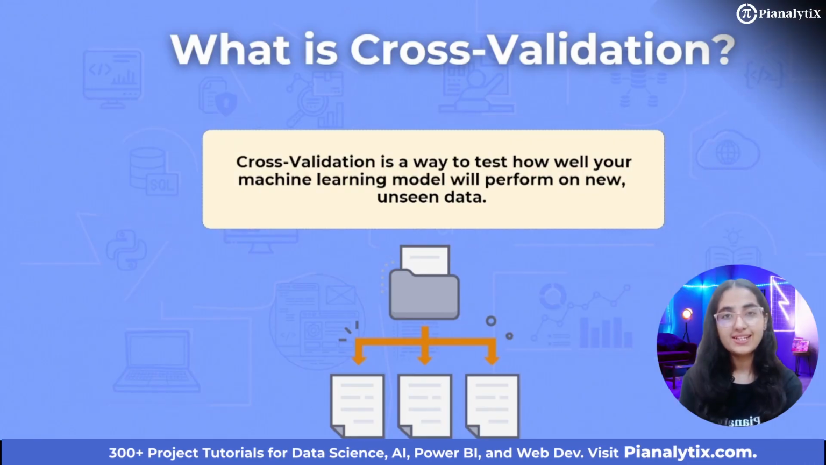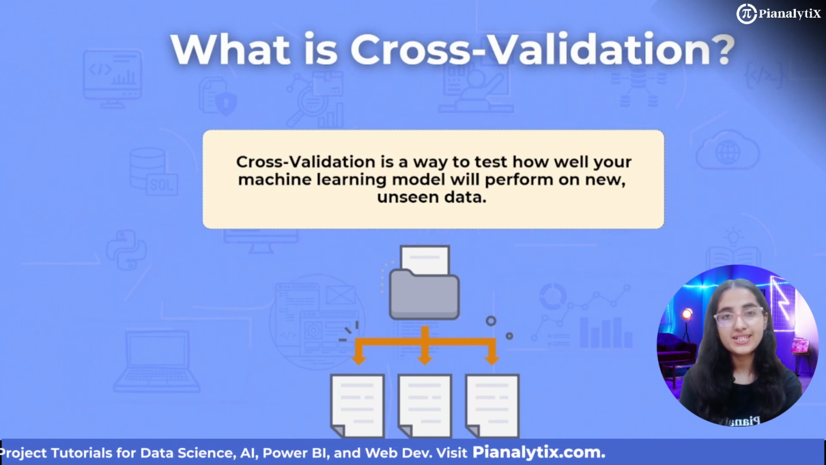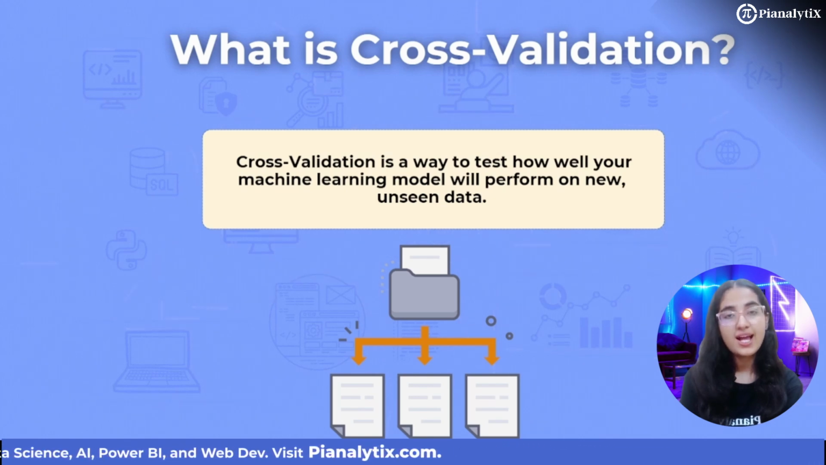So what exactly is cross-validation? Cross-validation is a technique used to evaluate the performance of a machine learning model. It's a way to check how well the model will perform on new, unseen data by splitting the dataset into multiple parts and testing the model on each part.